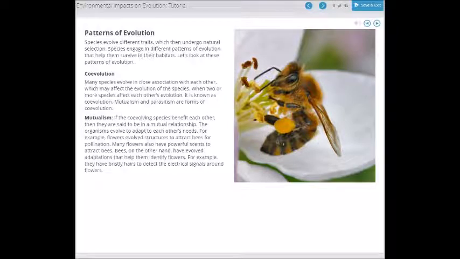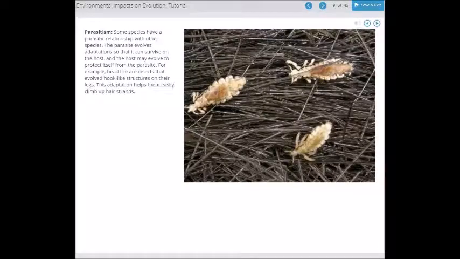What's the advantage for the flower? The flower gets its DNA spread around and the flower has a greater chance of being reproductively successful. Is it good for the bee? Good. Is it good for the flower? Excellent. This is a pattern of evolution called mutualism. Interestingly, there's another pattern of evolution called parasitism.